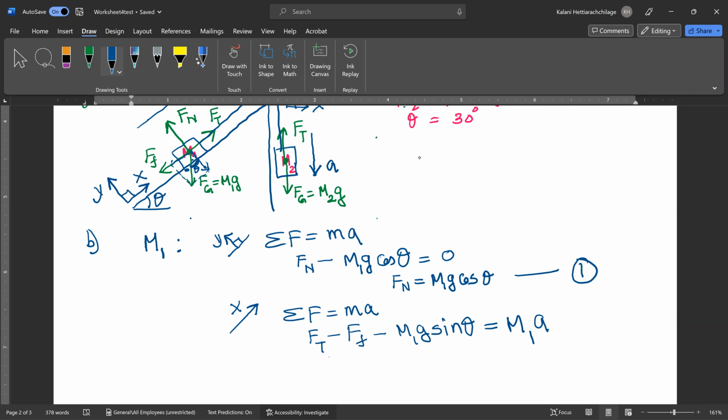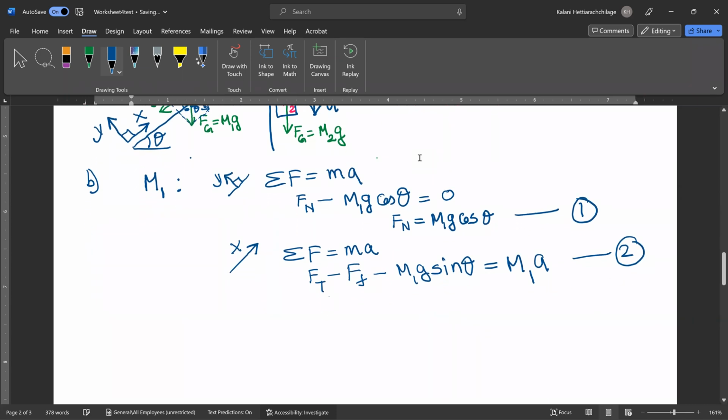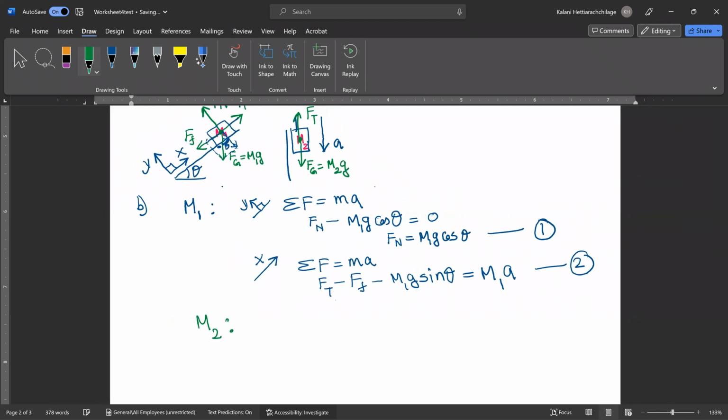Because of that, I have M1 and A. Right, since we do not know any of the information, I'm just going to keep it as number 2, because the purpose of the B part is writing Newton's second law for each object. So we are done with the M1. Now we need to do it for the M2 object. M2 object is easier, right?